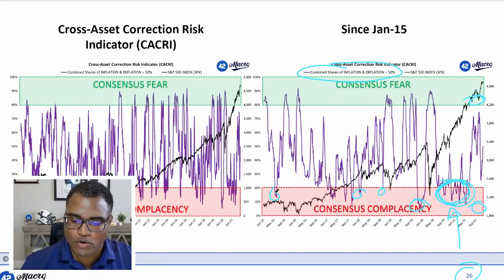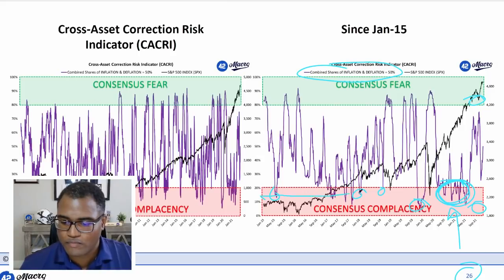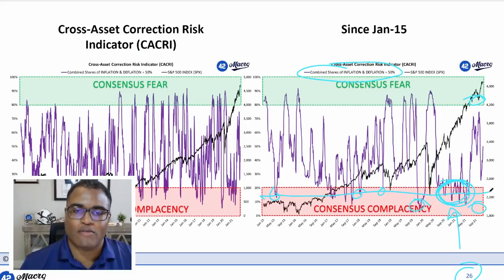And so, historically, just to give you some statistics on this, there have been 12 8+% corrections in the S&P 500 since the beginning of 2010. 12. The median CACRI reading ahead of each of those 12 corrections was 15%. So when CACRI breaks below 20 in an economic environment where market participants have no business being complacent, we have a big correction ahead of us.